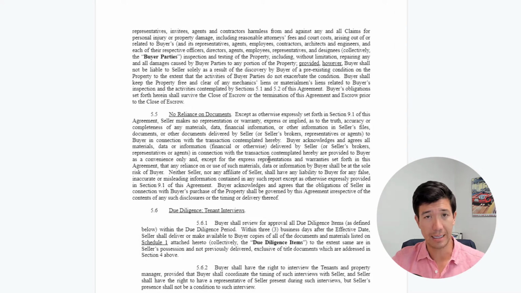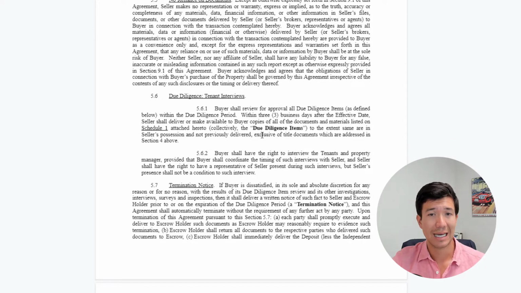Indemnification for any agents or inspectors that come on property, totally normal. No reliance, this one is tough. Sometimes we modify this for the buyer. They can put some responsibility or representations or warranties on the seller for documents that they provide.